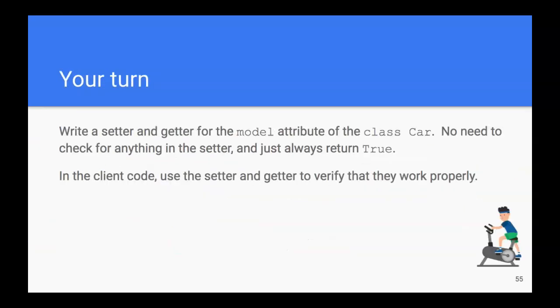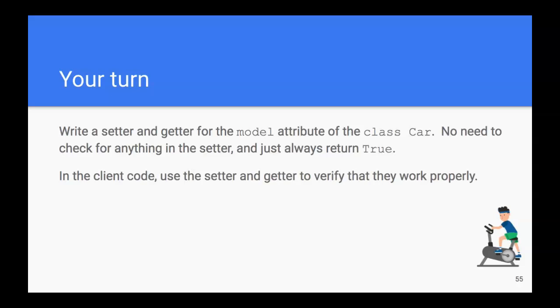All right, time for you to write some code. So let's write a setter and a getter for the model attribute of the class car. For this model attribute, there's no need to really check for anything in the setter because there are so many different models, and you can just set the model attribute and just return true. And then in your client code, you should use the setter and the getter to verify that they work properly. All right, so go ahead, give this a try.